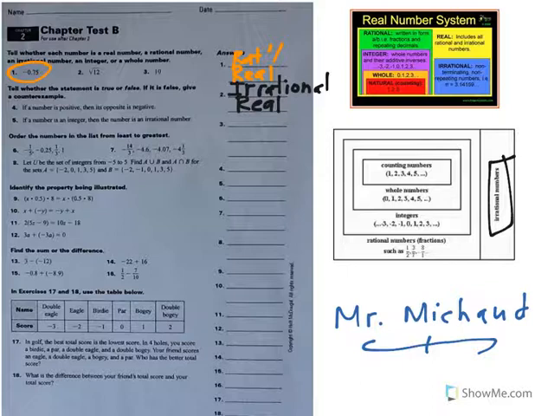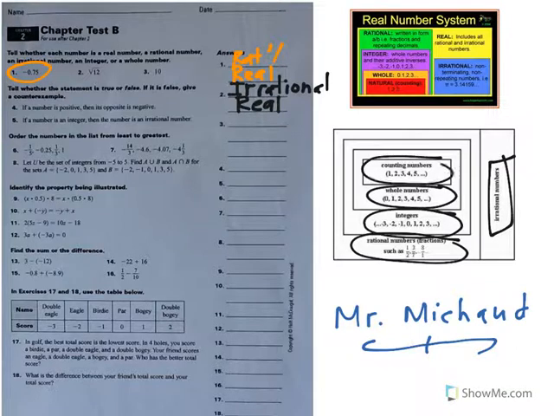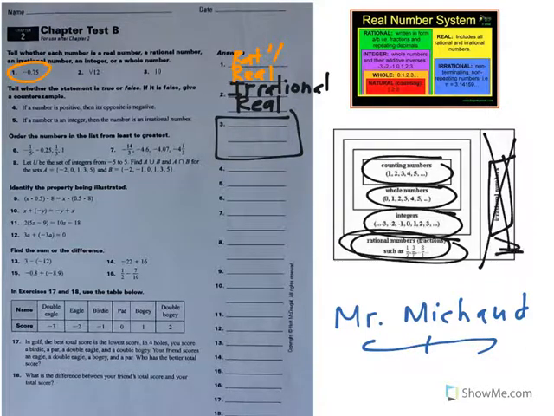Now 10 is rational. It's an integer. It's whole, and it's also counting. So you have to write all those down, somehow fitting all those answers into this little spot right there. So it's real, rational, integer, whole number, counting number. It's not irrational. So if you're rational, then you can't be irrational.